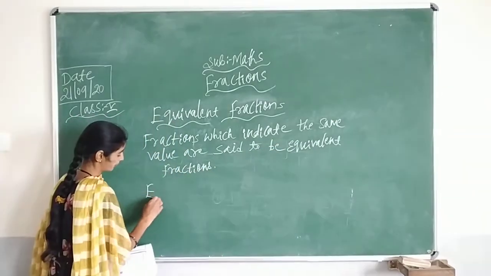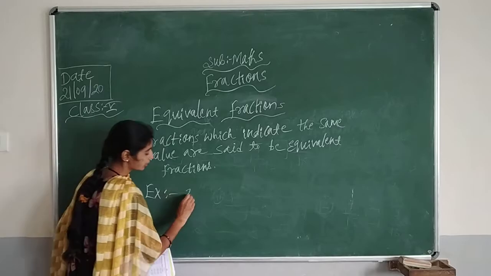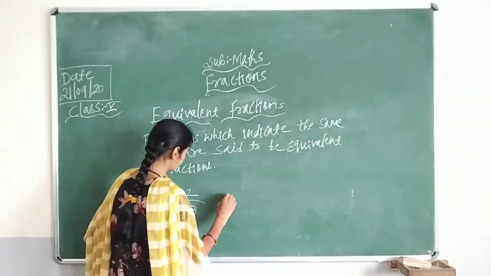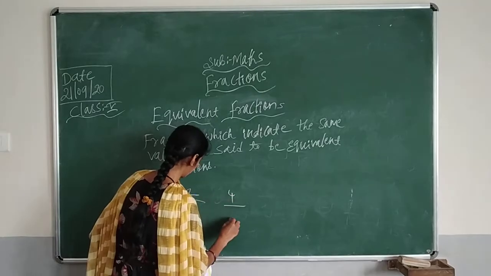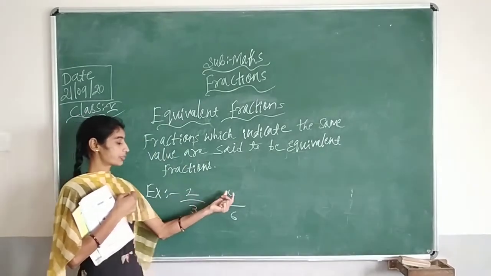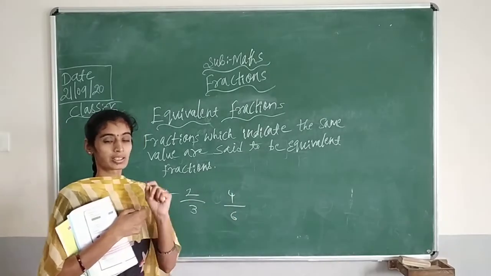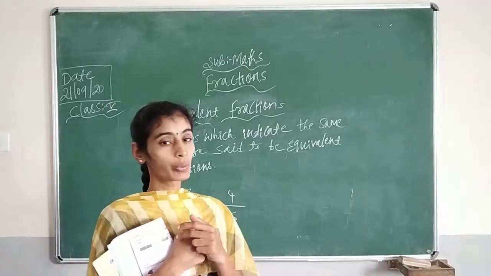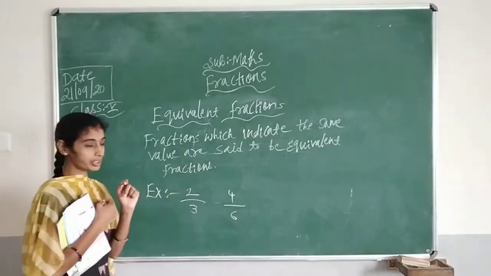Like example children, here 2 by 3. So one more example I am going to give. 4 by 6. Can you tell children whether 2 by 3 is equivalent to 4 by 6? Yes, I can. They are equivalent. How children? How to clarify?